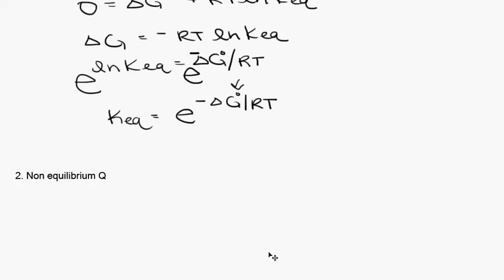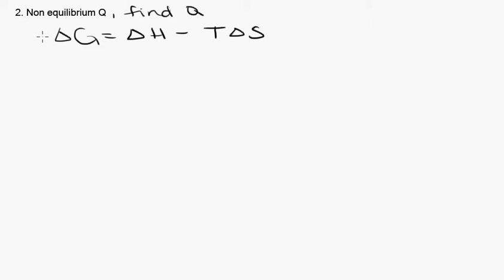Okay, so next up, what happens if it's not at equilibrium? We start with the same formula, right? So it's not going to be delta G equals delta H minus T delta S. Non-equilibrium, Q, find Q. It's not going to be this equation because this isn't going to give us Q. So remember, Q is the mass action ratio. It means the same thing as the KEQ, except this is not at equilibrium. This is at any other point in time, non-equilibrium.